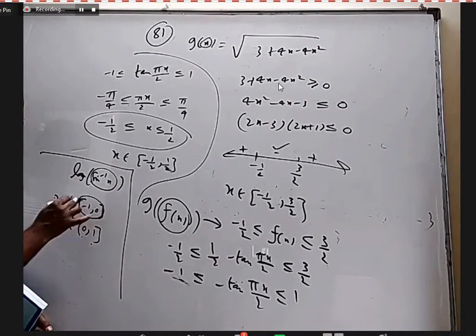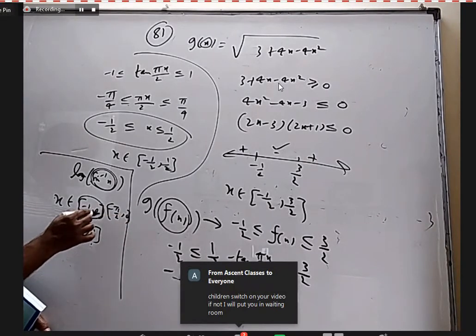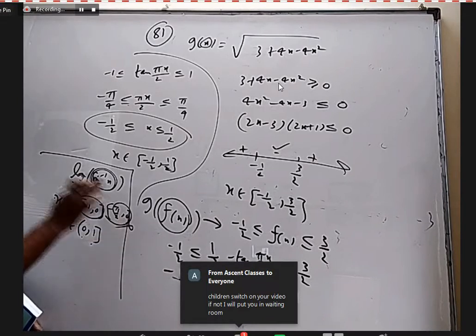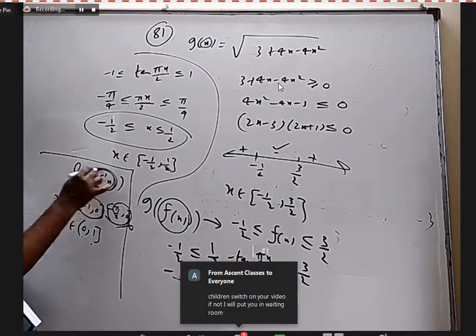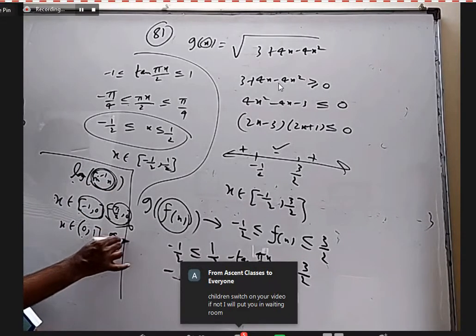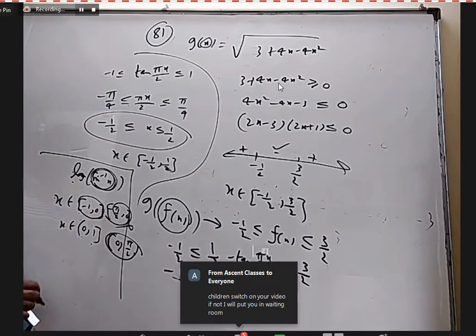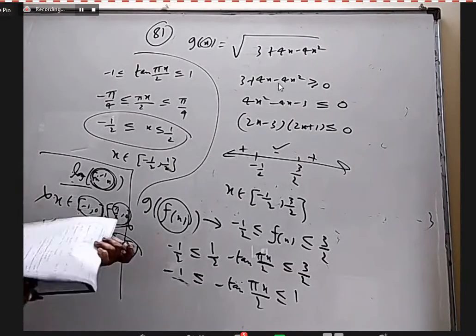Between minus 1 to 0, sine inverse x values are minus pi by 2 to 0. They are negative. If they are negative, log of a negative number is not defined. Log 0 is also not defined. But when x is between 0 to 1, sine inverse x is between open 0 to closed pi by 2, which is positive. And log of a positive number is defined. So the domain of this is only this and not this.